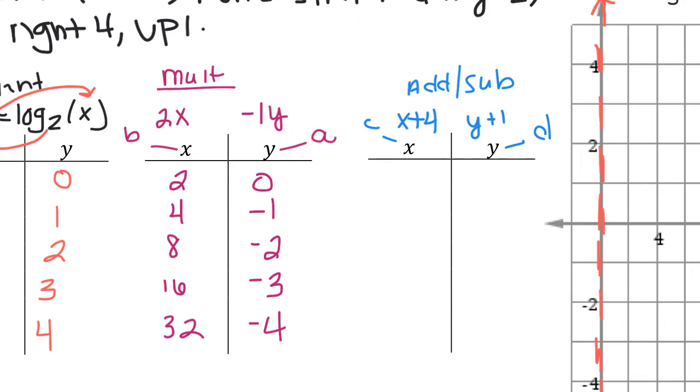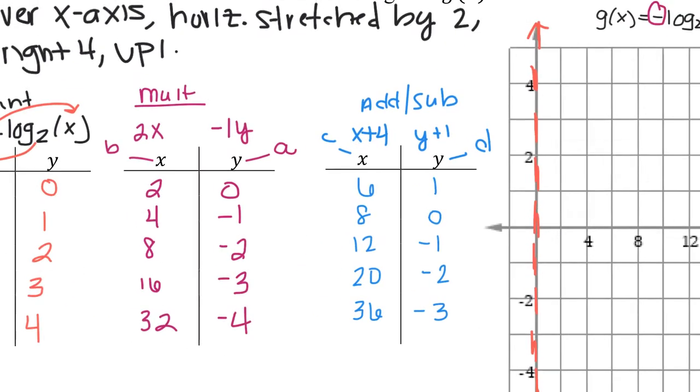So 4 plus 2 makes 6, 4 plus 4 makes 8, 8 plus 4 makes 12, 16 plus 4 makes 20, 32 plus 4 makes 36. I'm going to add 1 to all of my y's. 0 plus 1 makes 1, negative 1 plus 1 makes 0, negative 2 plus 1 makes negative 1, negative 3 plus 1 makes negative 2, negative 4 plus 1 makes negative 3. Okay, now we have both.